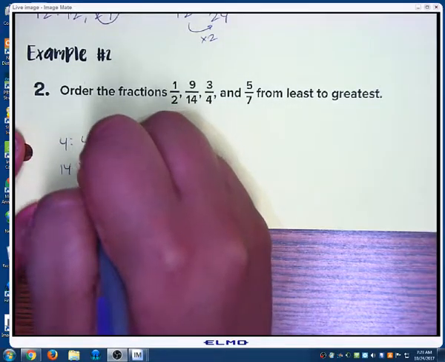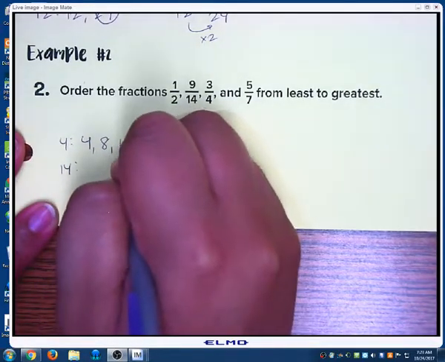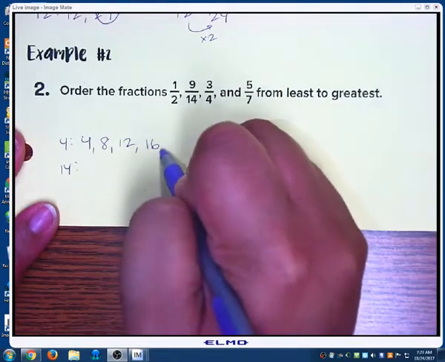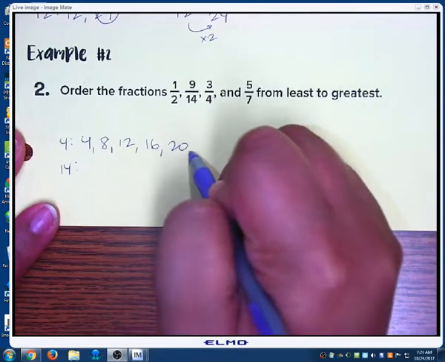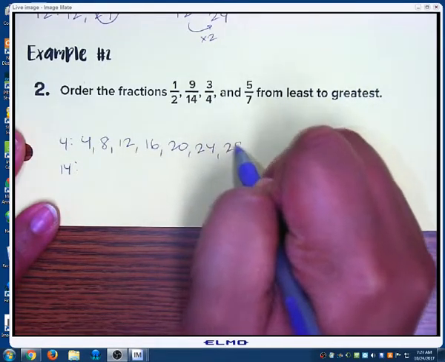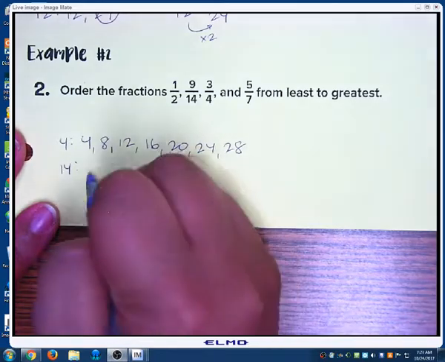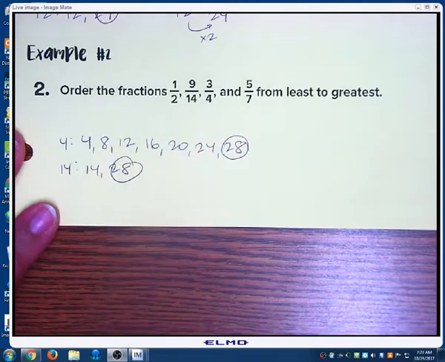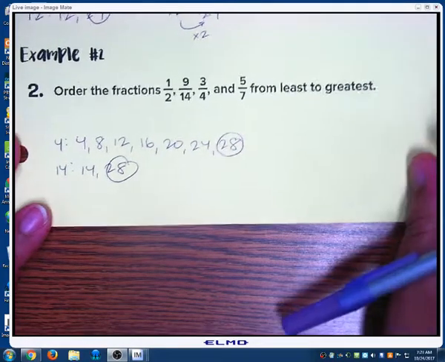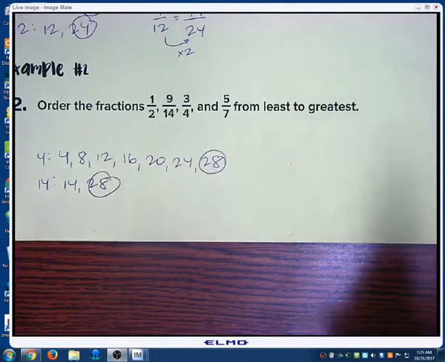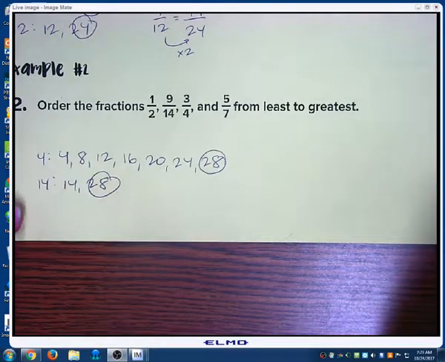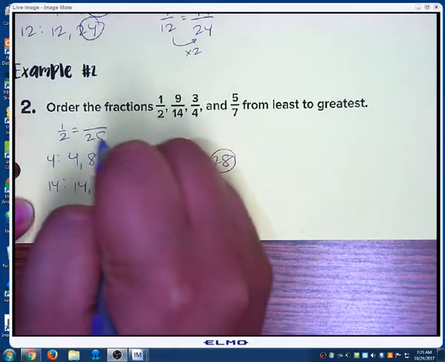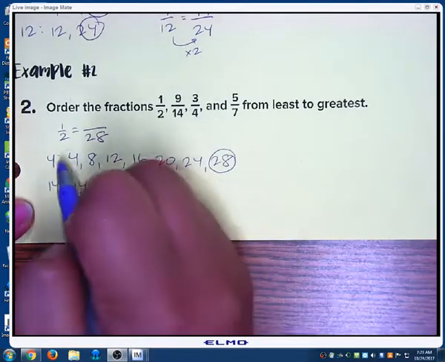4 would be 4, 8, 12, 16, 20, 24, 28, and then 14 would be 14, 28. So my least common multiple would be 28. So now I have to change all of these into over 28. So first, let's change 1/2 to be over 28. How do I get from 2 to 28?